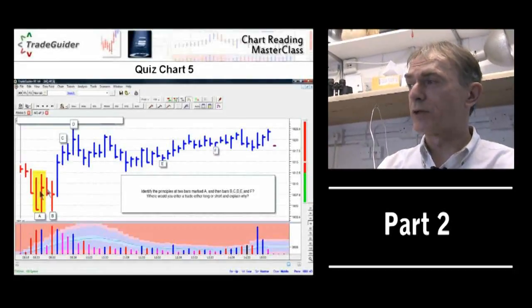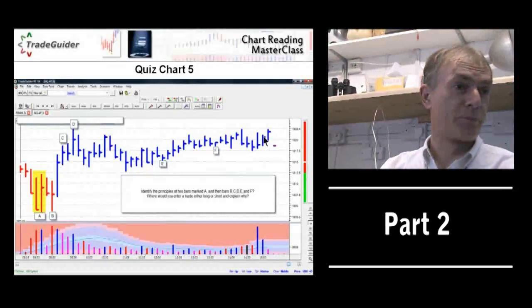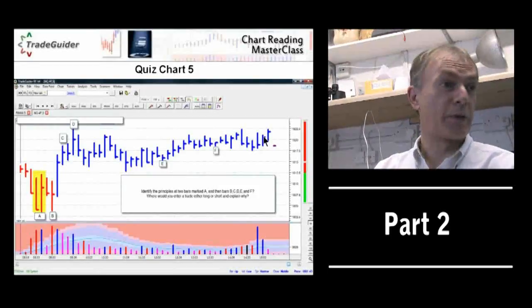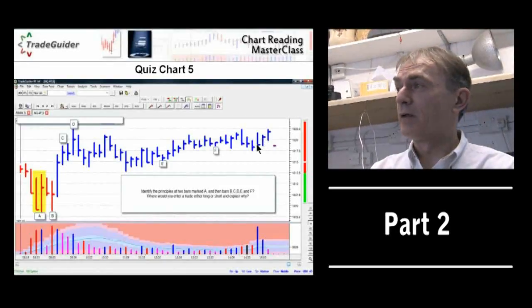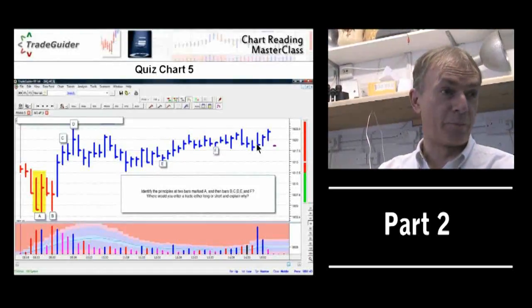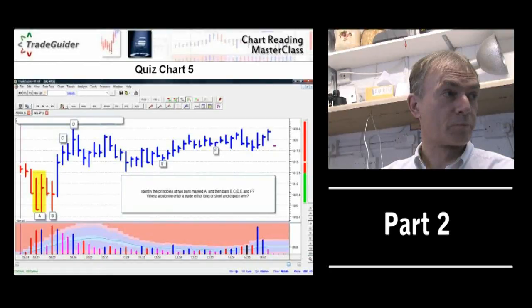Mm-hmm. Also, notice what happens to the next bar. The next bar is actually an up bar. Now, for that to have been true weakness, the next bar wouldn't have been up. Correct. It should have been down. Yeah. So it shows that there must have been some buying in that bar for the next bar to be up. Yeah. Perfect.